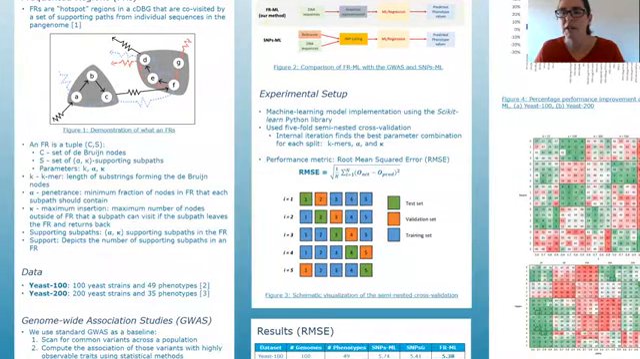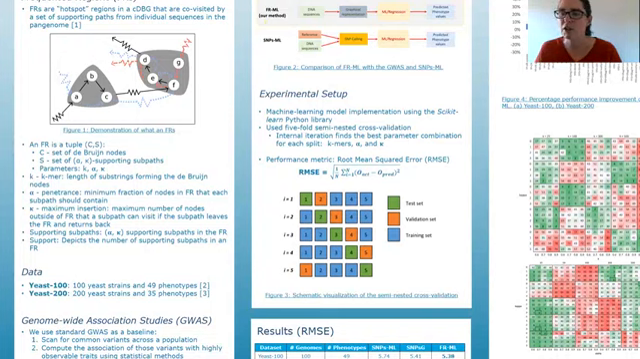So here's our experimental setup. We are using the scikit-learn Python library in order to implement our machine learning models. We use a 5-fold semi-nested cross-validation in order to train, test, and also validate our model. And we are using a performance metric of root mean squared error, or RMSE.